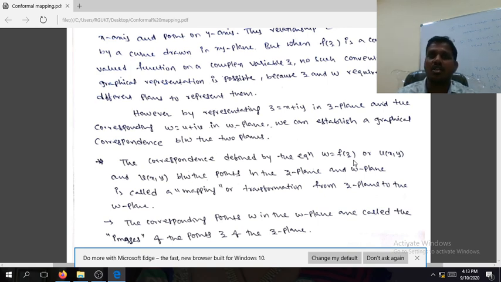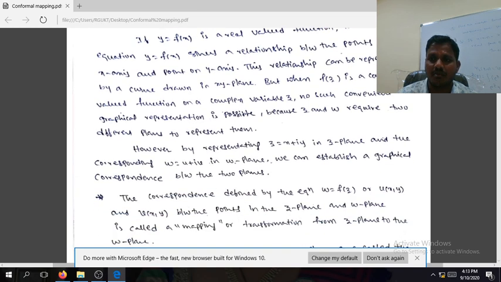If you take w is equal to z square, and I take 1 comma 2, that is 1 plus 2i, it is associated to what? Minus 3 comma 4. So 1 comma 2 is the input and the output is minus 3 comma 4. Like that, there is a correspondence between the z plane and the w plane. That correspondence is called a mapping or transformation. This is the definition of mapping or transformation.